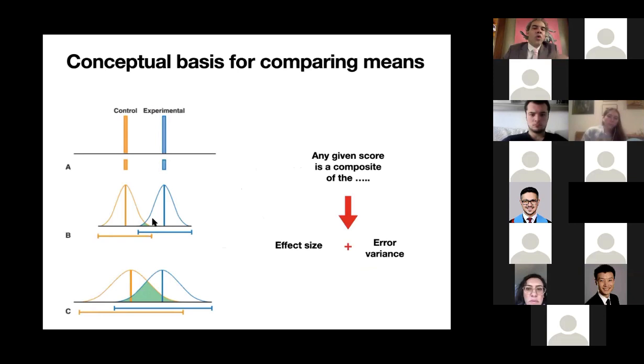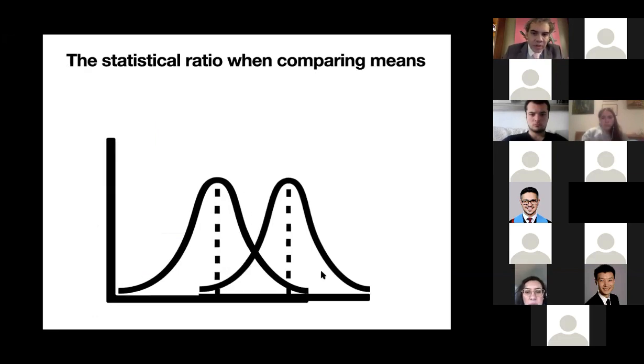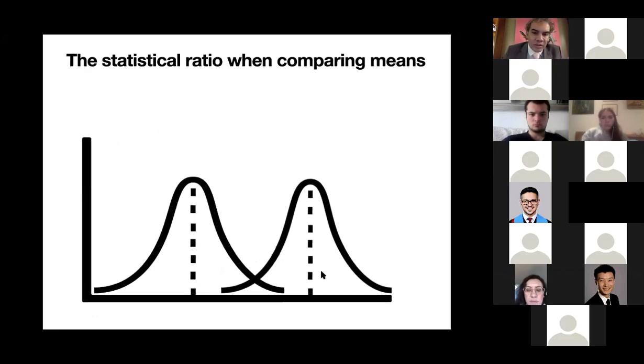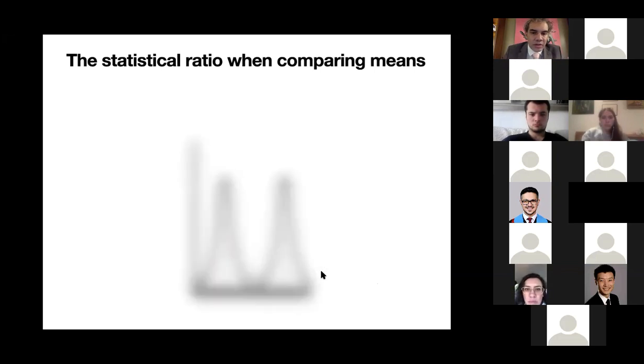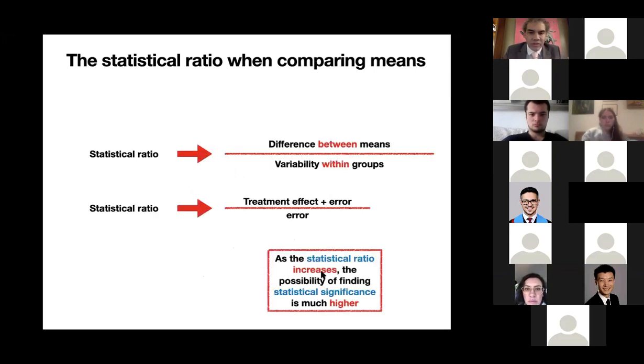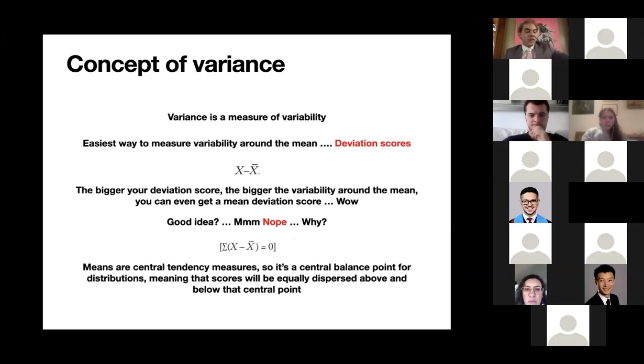And my numerator in the statistical ratio will be the means. So if the means are separated, it's easier to find statistical significance. If my error, my variance, is smaller, it's much easier to find statistical significance. Okay, I'll go forward then. You see, easier to find significance, easier to find significance. It's very important you understand this. Okay, that was the statistical ratio.